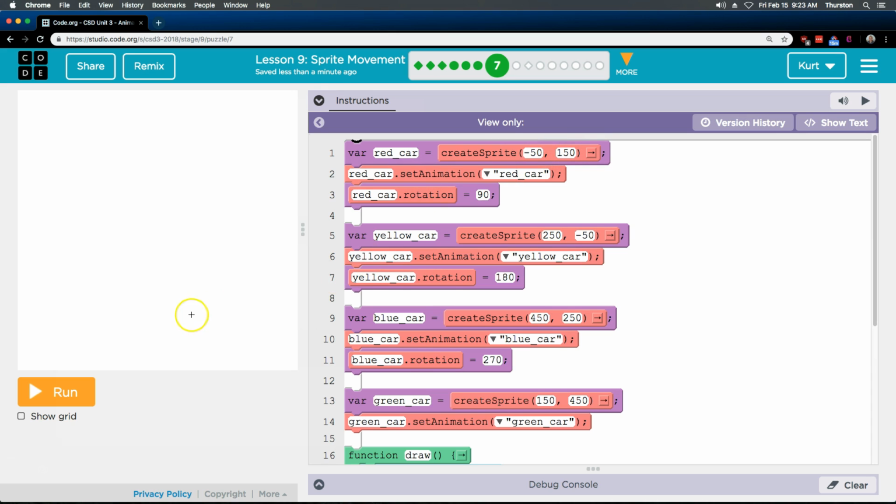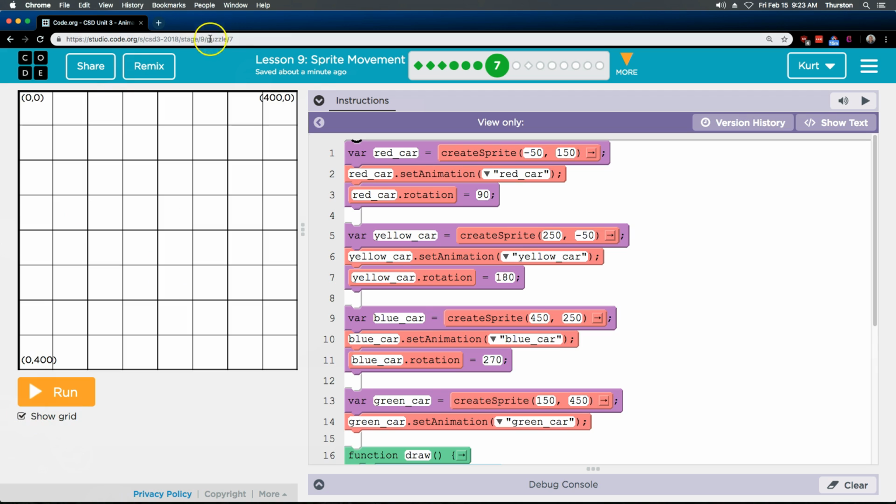So the red car is going to start at negative 50 x. So notice x is what? Going up or down? It is now going down. So negative 50 should be way over here. Y is going to start at 250 x, but negative 50 y. Well, where's negative 50 y? Towards the top. And if you forget this, you can always hit show grid. So it should start up here.